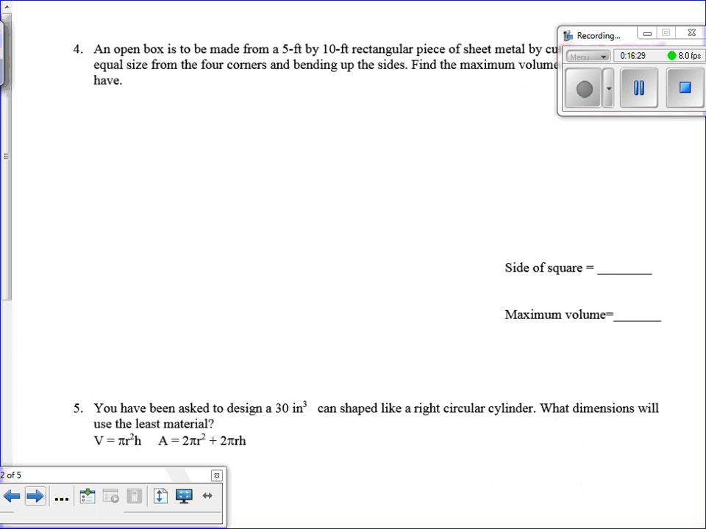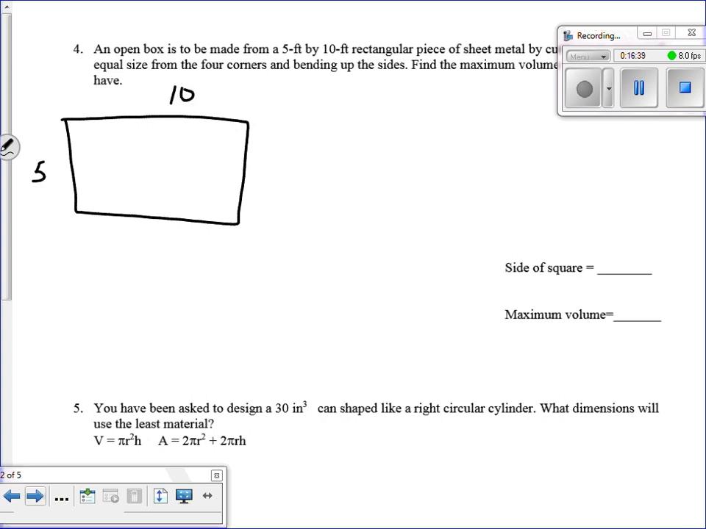Okay, 4 is the classic box problem. You're starting with a piece of sheet metal this time, and its measurements are 5 by 10 feet. Right? Yes, you're cutting out squares. Now you don't know what the sides of the squares are, so that's why any unknown length, and with these problems, you give it a variable, x.